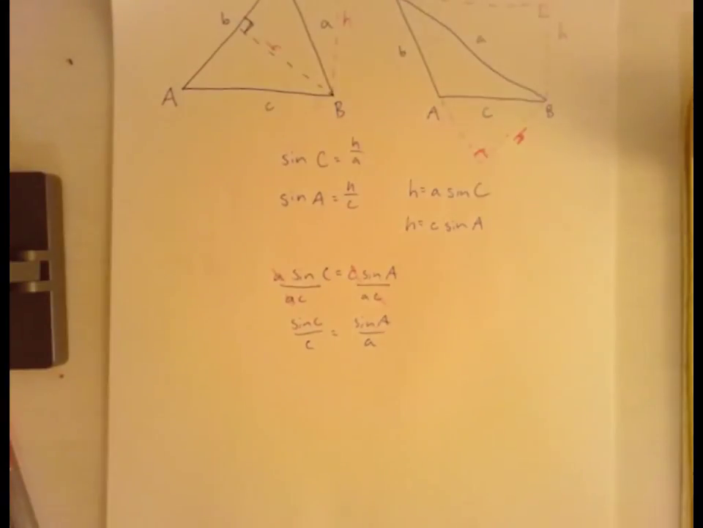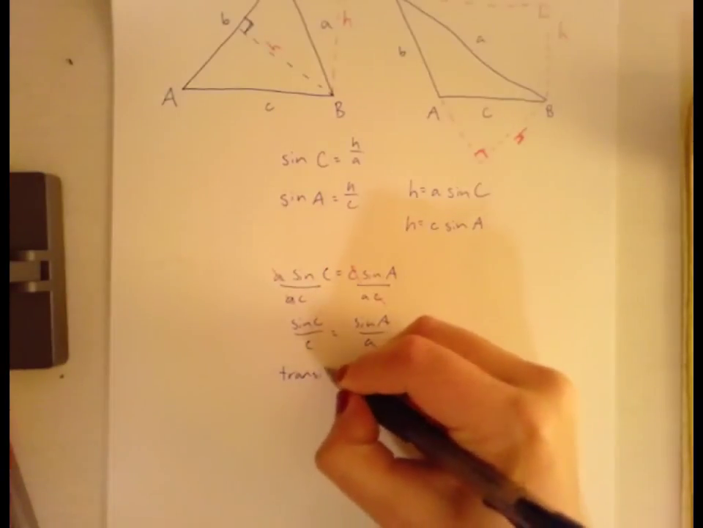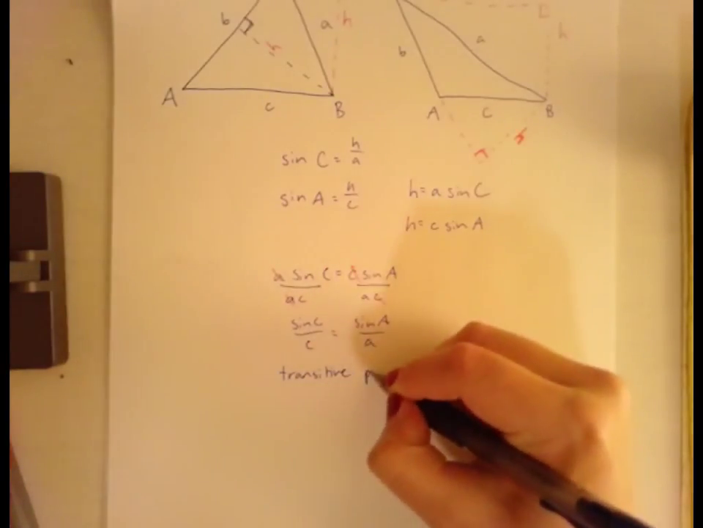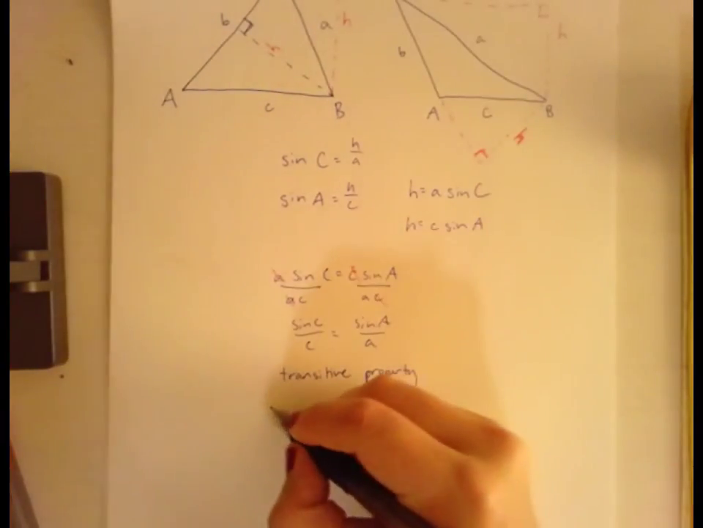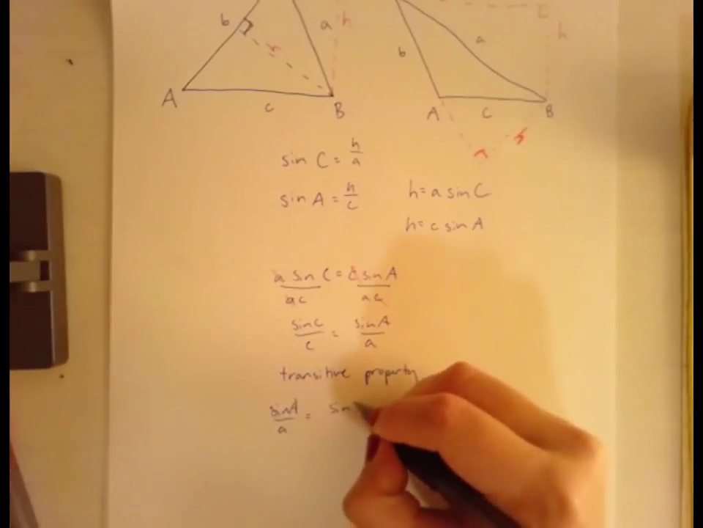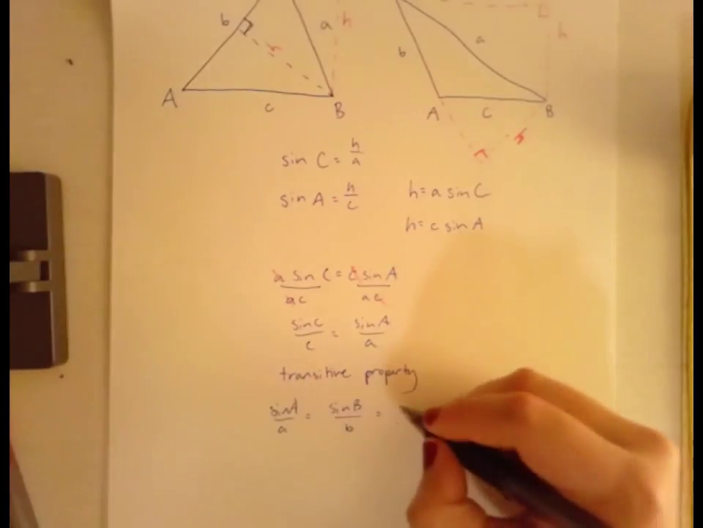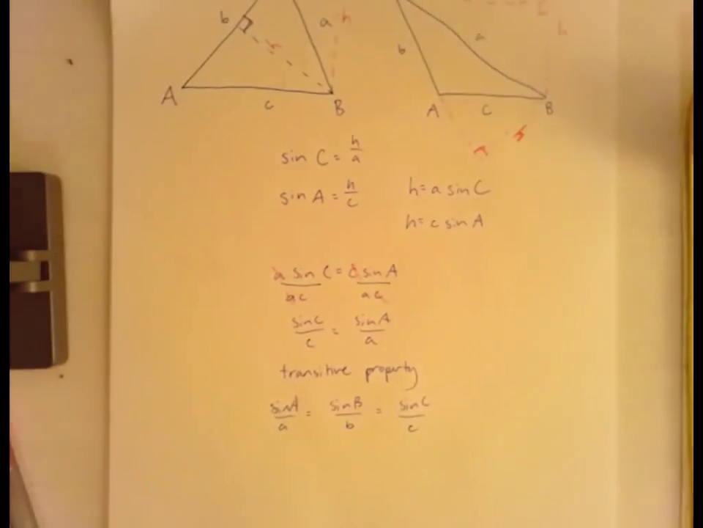And we actually have another equation for sine of A, right? And so what we can use is the transitive property to say that all of those things are equal to each other. That sine of A over A is equal to sine of B over B is equal to sine of C over C. And that is the law of sines.